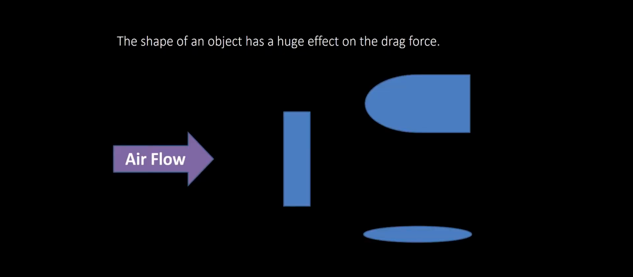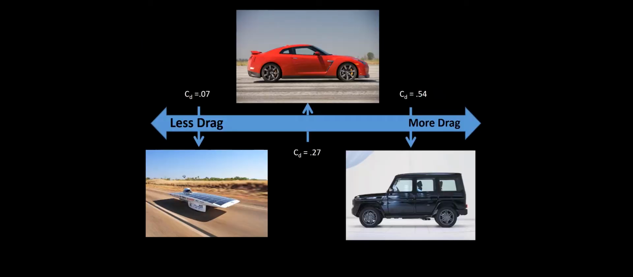Shape is an important aspect of drag force. Shape 1 has a very flat, boxy surface, so this shape would have a very high drag coefficient. Shape 2 has a curved surface, so its drag coefficient would be smaller than Shape 1. Shape 3 has a very slim curved surface, so its drag coefficient would be smaller than both Shape 1 and Shape 2. These cars have similar frontal views to the shapes we just looked at, and we can see that these shapes greatly affect the CD of the car.